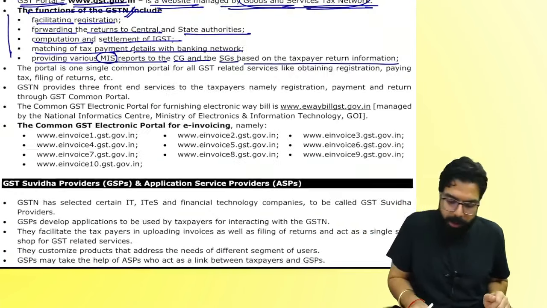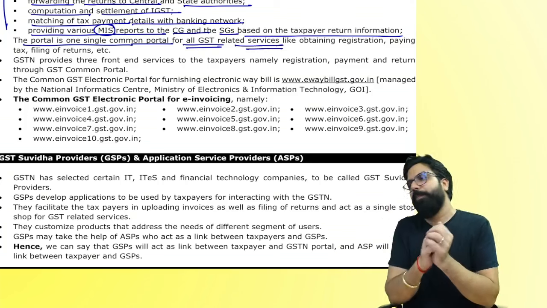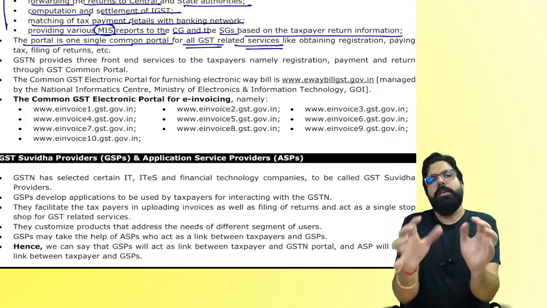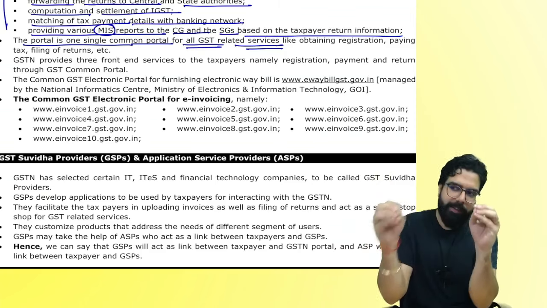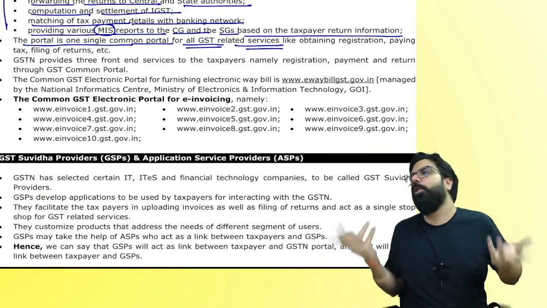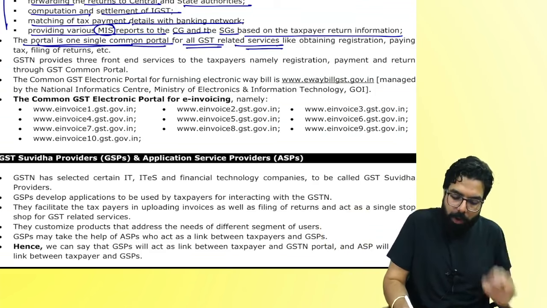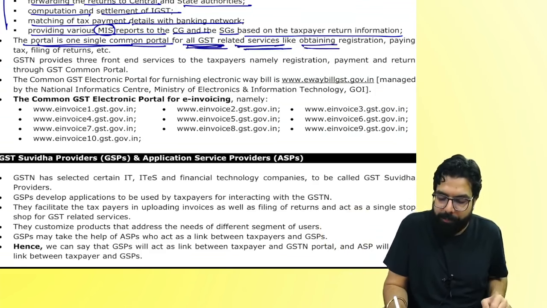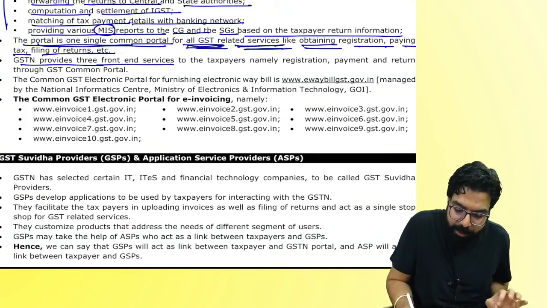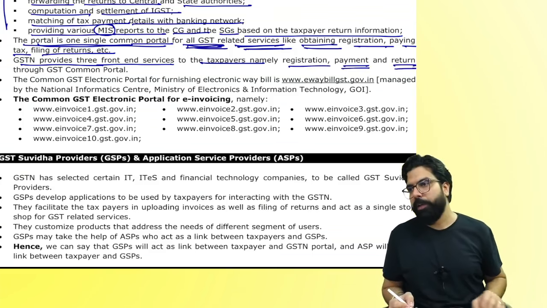The GSTN. Then it says the portal is a single common portal for all related services. We call it a common portal for two reasons. One is because it is commonly used by center and state. The other is because it is a one-stop solution common for everything. Whether you want to take GST registration, make payment, file your return, or take a refund, there is one common place for doing all this work. So it says the portal is one single common portal for all GST related services like registration, paying of taxes, filing of returns, etc. Then it says GSTN provides three front-end services. What are the three main services being provided by GSTN? One is registration, one is payment, and one is return. These are the three main services.